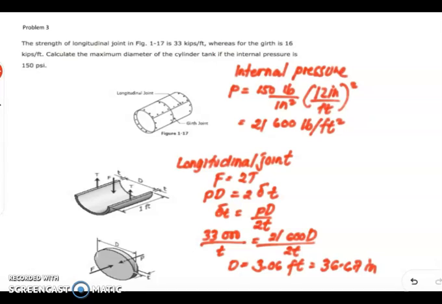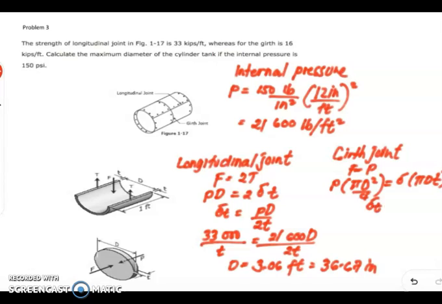For the girth joint, so we have here, for the girth joint, we have F is equal to P, and our F here is internal pressure times the area, which is pi d squared all over 4, and this will give us P, which is stress times pi times d times T, and our stress here is equal to internal pressure times D all over our 4T.